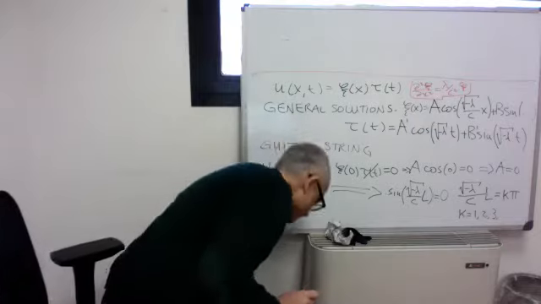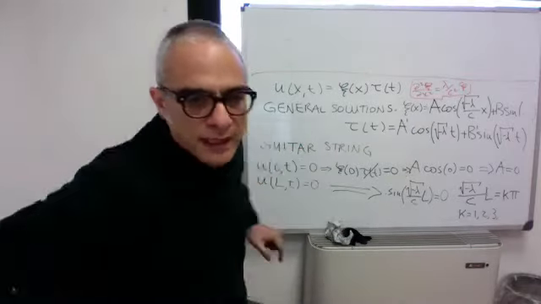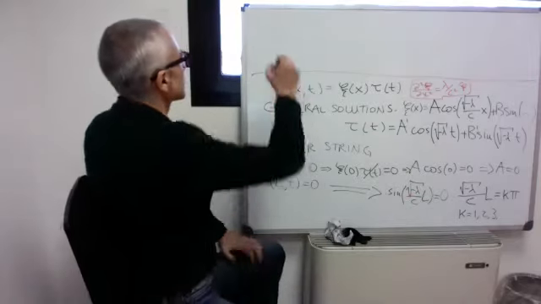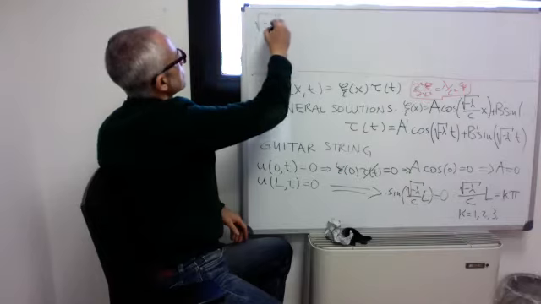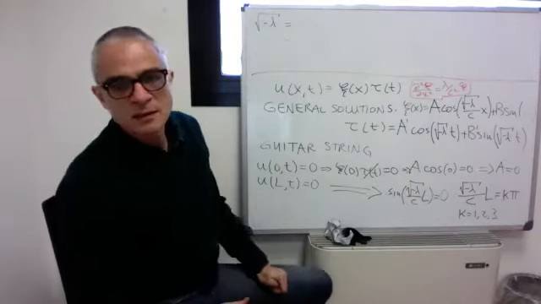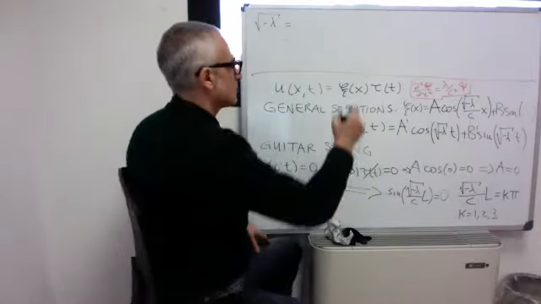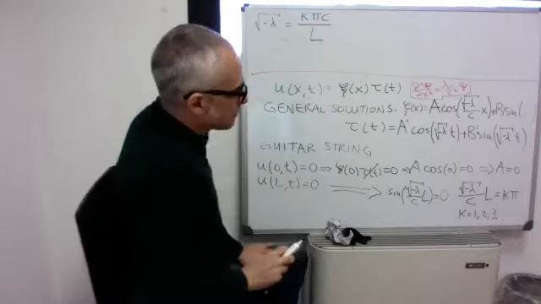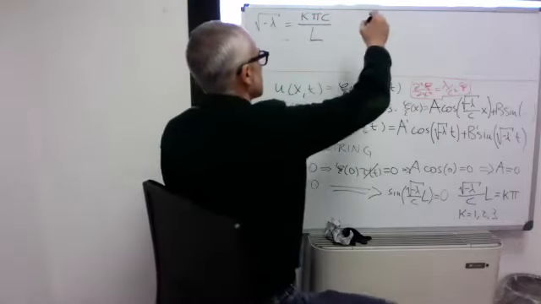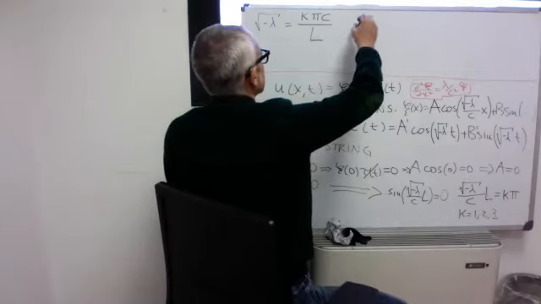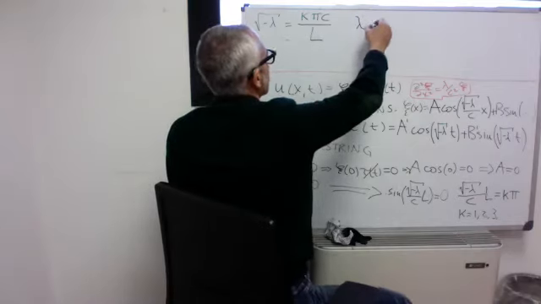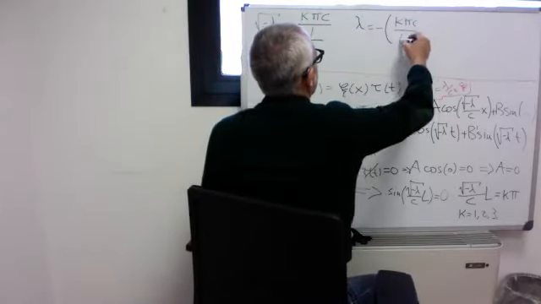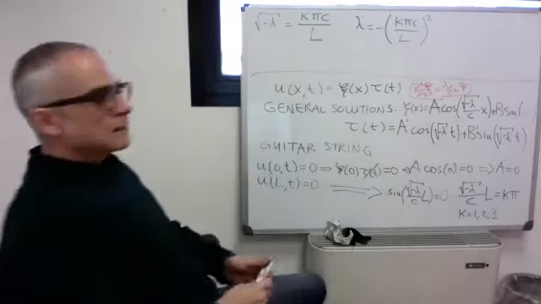I'm going to solve the equation to the bottom right of the whiteboard for lambda, and I get that the square root of minus lambda coincides with k pi c over capital L, which means also, if you prefer, that lambda is equal to minus (k pi c over L) squared.